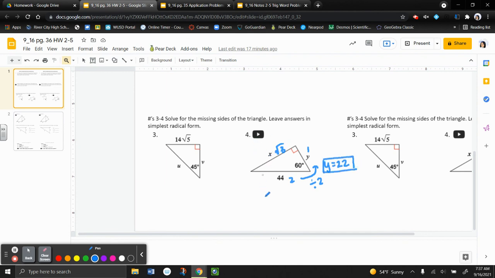Okay, then we can set up our ratios here. So it's going to be x over the square root of 3 equals 44 over 2. Then we cross multiply. So 2x equals 44 root 3 and divide by 2. So we're going to get 22 times the square root of 3.